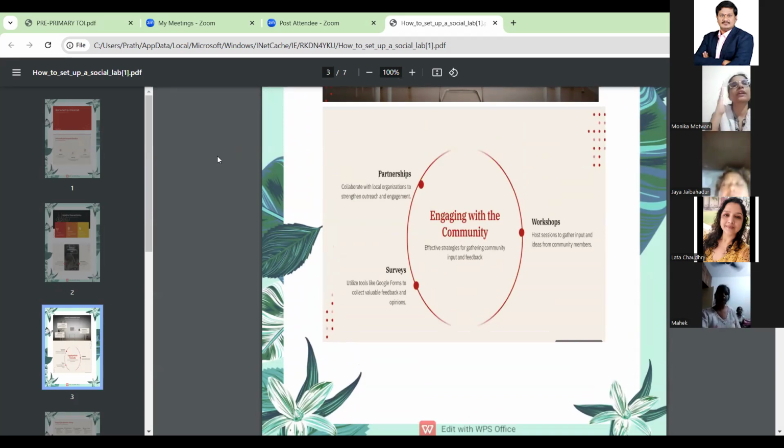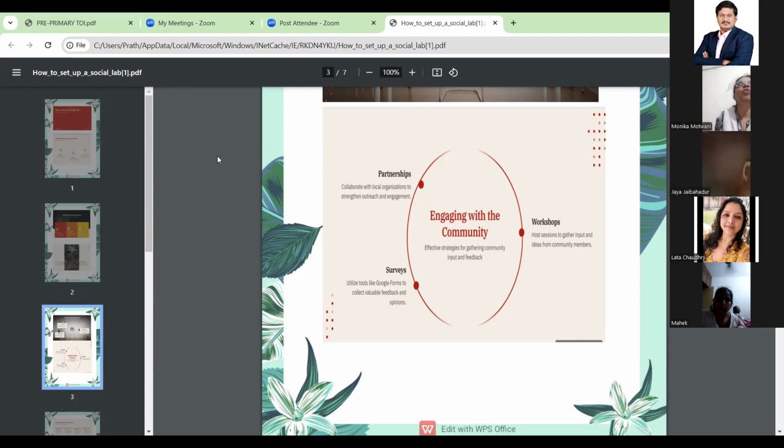Let's look at this picture and imagine in our minds what engaging with the community means: effective strategies for gathering community input and feedback. Whatever community we are in and working upon, we have different ways of working. The first is partnership. Collaborate with local organizations to strengthen reach and engagement. I hope you remember that engaging means including the stakeholders also.